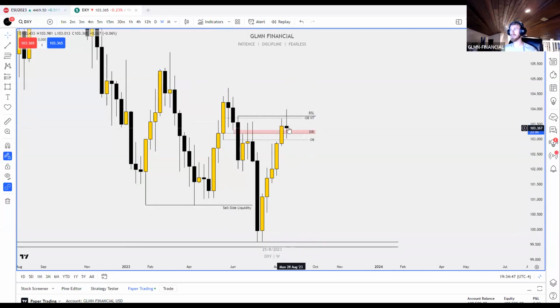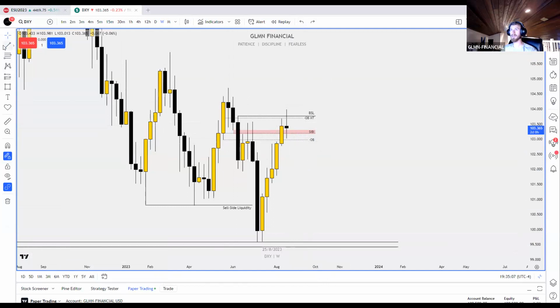But if price does decide to get back below the SIBI, right, do we have something that looks like this? If we can get back below it, do we overall respect this candle, right? So to the downside, potentially something like that.